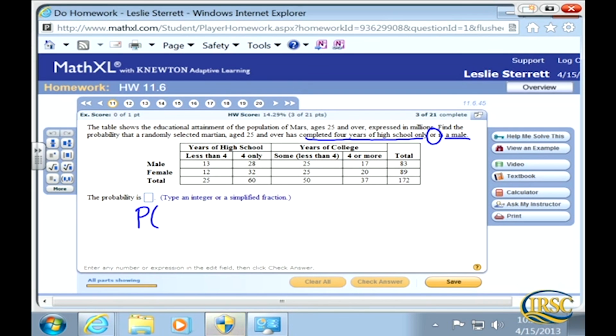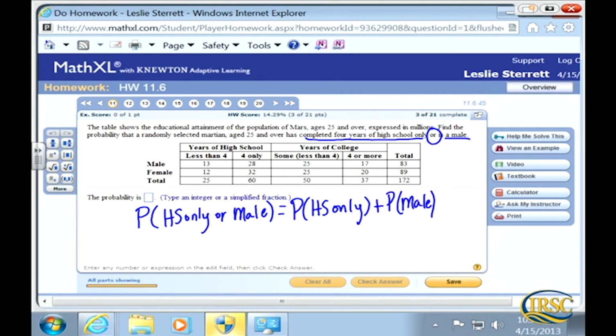Okay, so the probability of high school only or a male means we're looking for the probability of high school only plus the probability of being a male. But because it's possible that it can happen at the same time, we throw in that minus the probability of both.